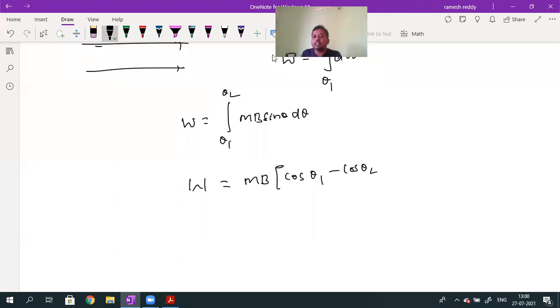Why lower limit minus upper limit? Here I will get a minus sign, because the integration of sin theta is minus cos theta. That's why the W value will be equal to mB into cos θ1 minus cos θ2.